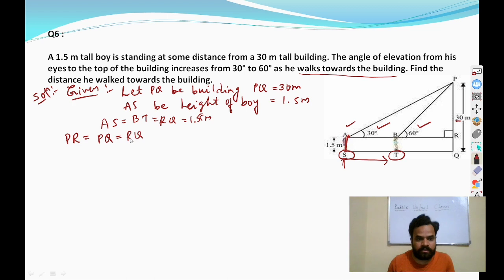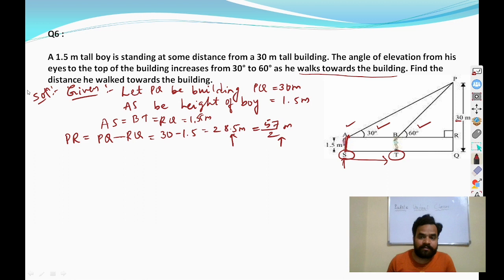Right? So how much is this? PQ minus RQ. How much is PQ? It is 30 minus 1.5, which is equal to 28.5 meter, which can also be written as 57 by 2 meter. Either you use this one or you use this one, whichever is easy. After solving the problem, you'll come to know why I took it like this, and whichever is easy you can consider.